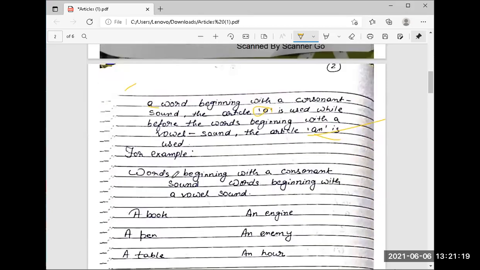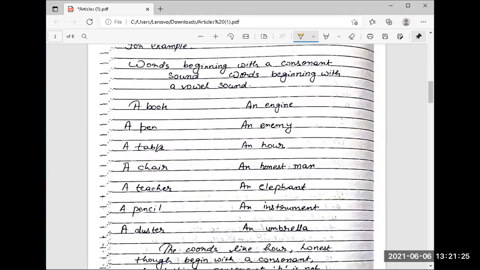Now, example. Words beginning with a consonant sound, words beginning with a vowel sound. A book, a pen, a table, a chair, a teacher, a pencil, a duster. An engine, an enemy, an hour, an honest man, an elephant, an instrument, an umbrella.